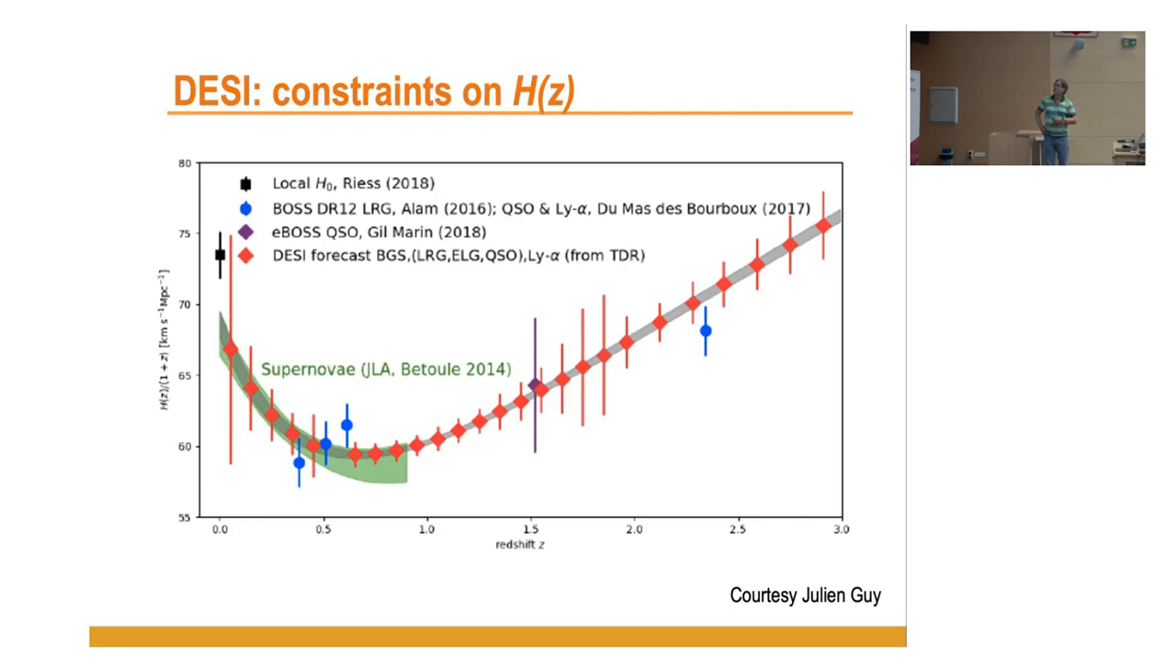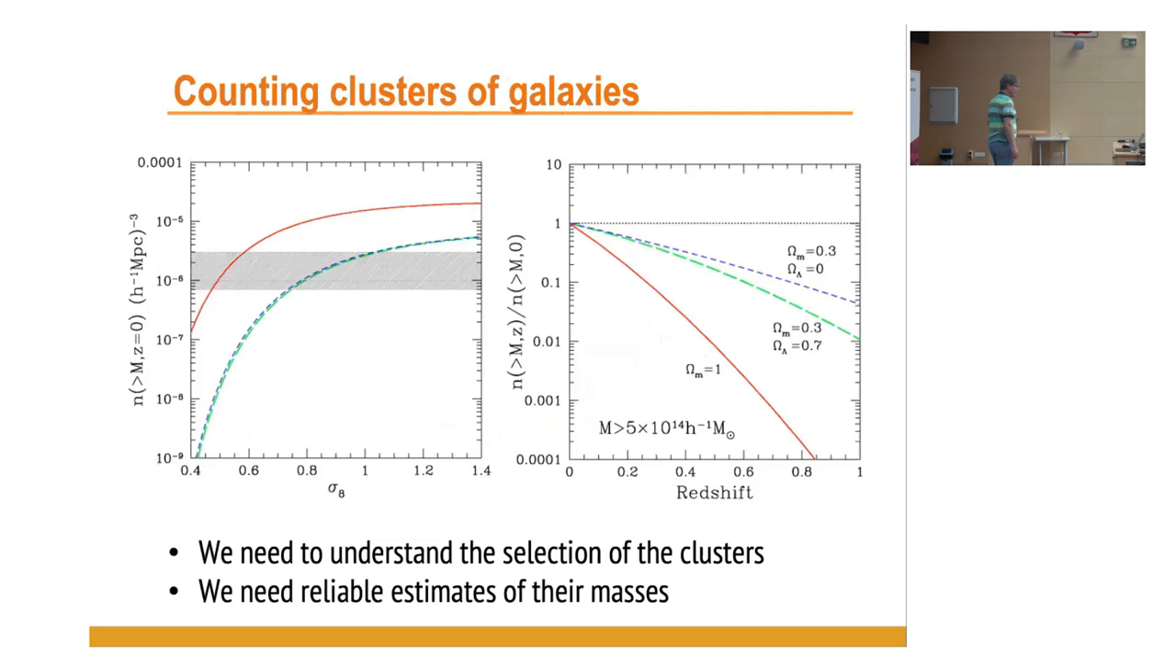Right? And you basically see that compared to what we have now, that's a dramatic improvement. And so that's what you see at all the fronts in cosmology. We see improvements on all these parameters thanks to these large surveys. Now, as I said, that's all looking at the features. We can also look at the most massive objects, looking at clusters and counting them.